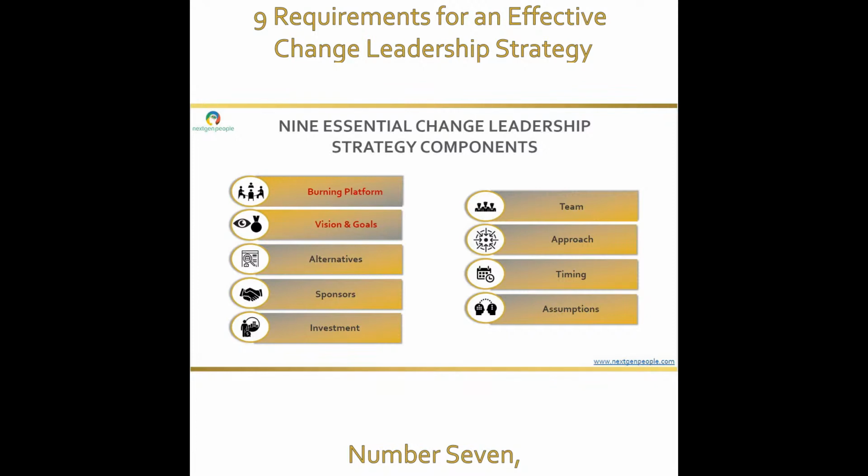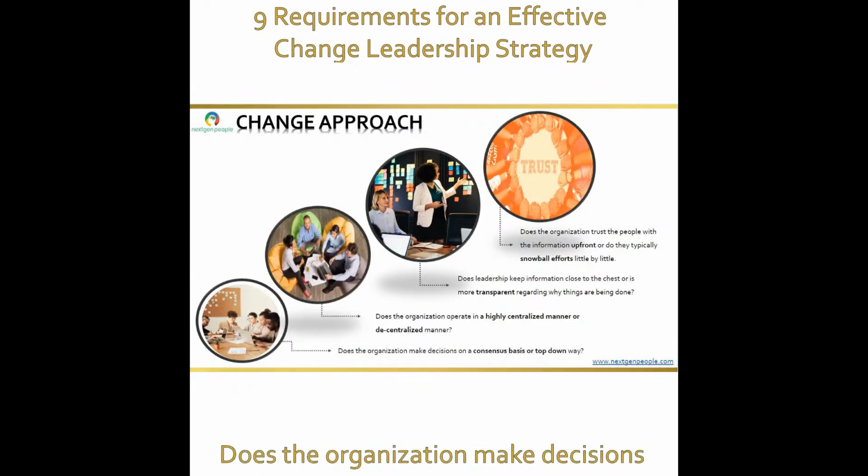Number 7 in change leadership strategy is you want to ensure that your organization chooses the change approach that is right for your organization. The change approach should honor the values of your organization, not go against them. Does the organization make decisions on a consensus basis or top-down basis? Does the organization operate in a highly centralized or decentralized manner? Does leadership keep information close to the chest, or is it more transparent regarding why things are done and what is being done?